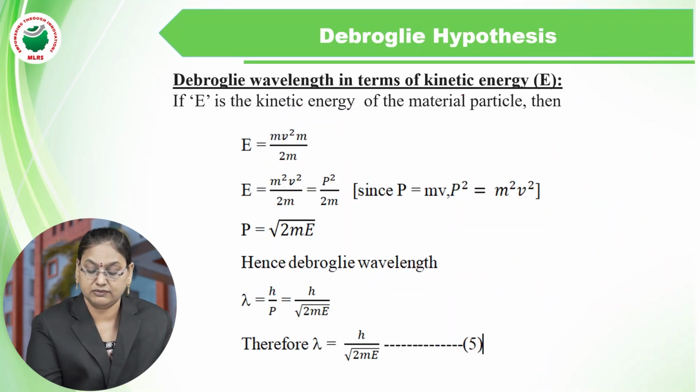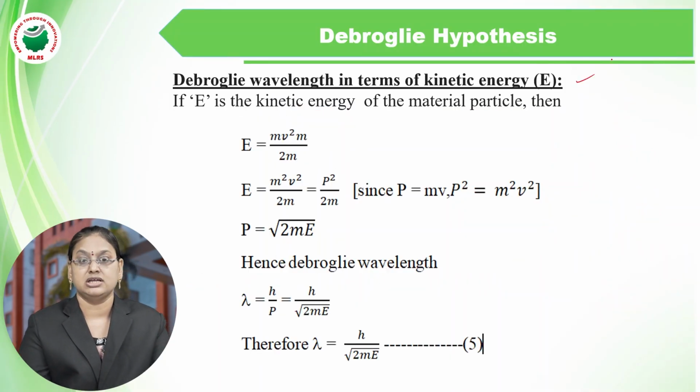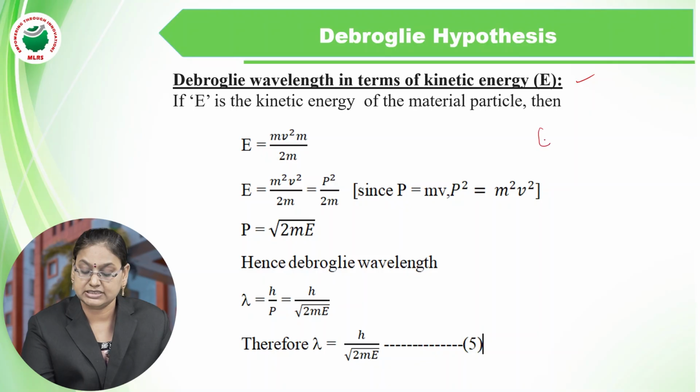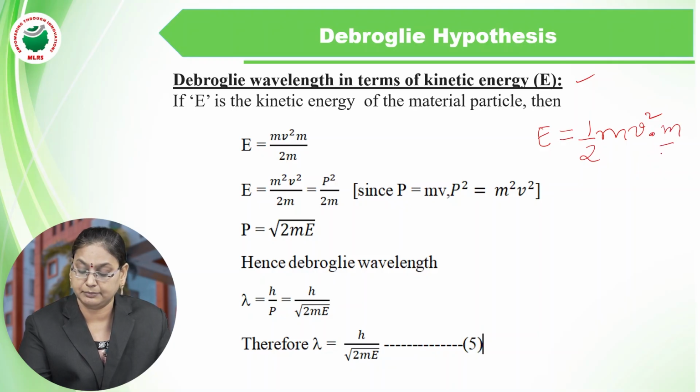Next, de Broglie wavelength in terms of kinetic energy. Now we will derive an expression for de Broglie wavelength in terms of kinetic energy. So let us assume that E is the kinetic energy of the particle. What is the formula for kinetic energy? Kinetic energy is given by half mv square. So now we multiply and divide this equation by m. Then we get half m square v square by m.